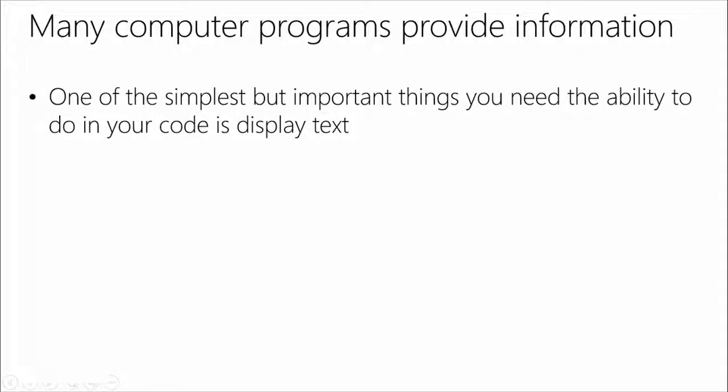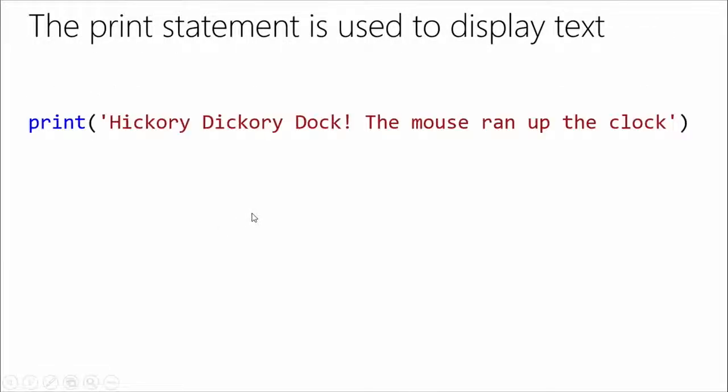It's a fascinating creature. But really what I want to get back to is the idea that a lot of computer programs, in terms of the problem they solve, provide information to the user. So one of the simple things we have to be able to do if we're going to write a program that provides information to a user is the ability to display text. So in Python, we do that with the print command.